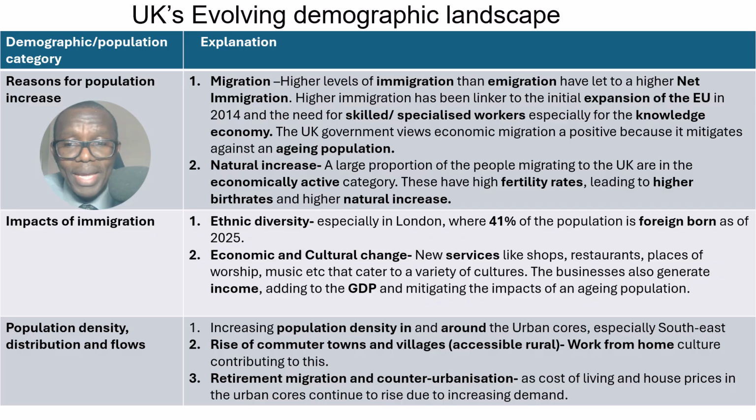And what we are saying here is that the net migration, which is the difference between the immigration and the emigration, is high here in the UK, and that's because the number of people coming in is higher than the people leaving the UK.